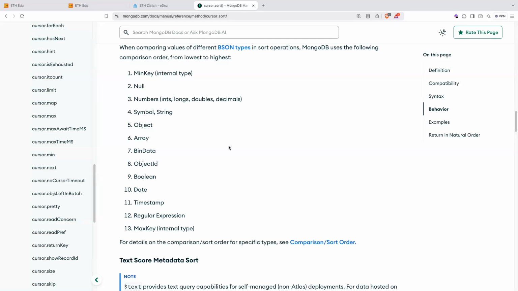That's the sort. And so now to come back to the concrete example, if you have the numbers and the booleans, and you say something must be greater or equal to 100, then any boolean will be in the returned results because booleans are considered greater than any numbers. Okay, so this is the answer to this question.